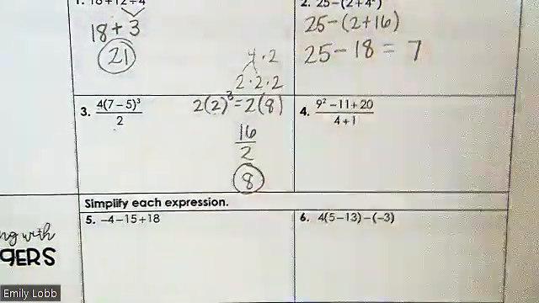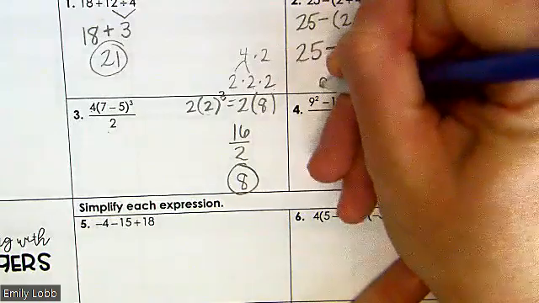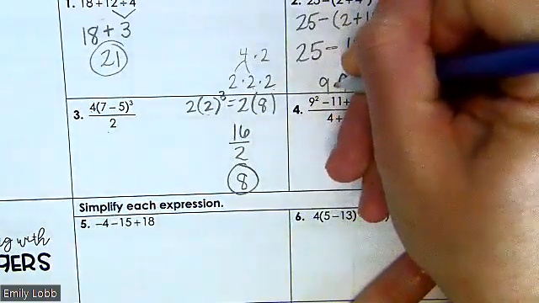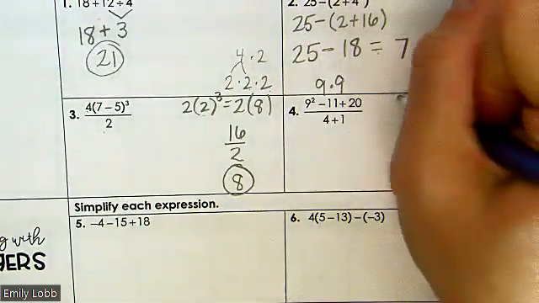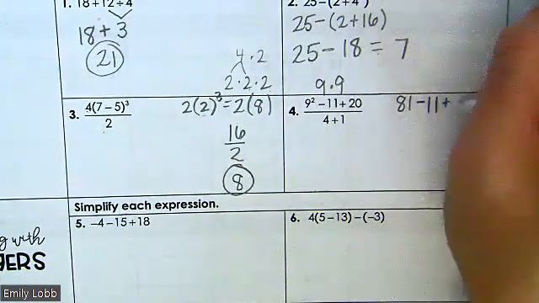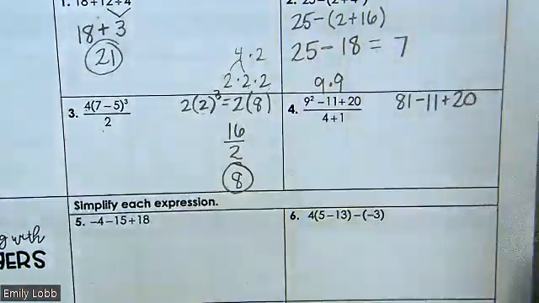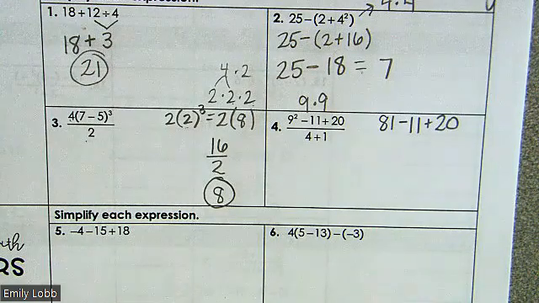All right, 9 squared. Is this 9 times 2? No, this is a factor of 9 two times. What's 9 times 9? 81. And then I'm just going to copy down the rest of my top. What do I do first?